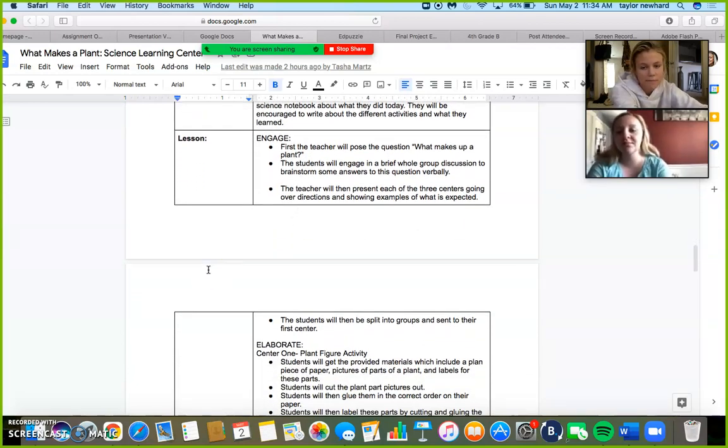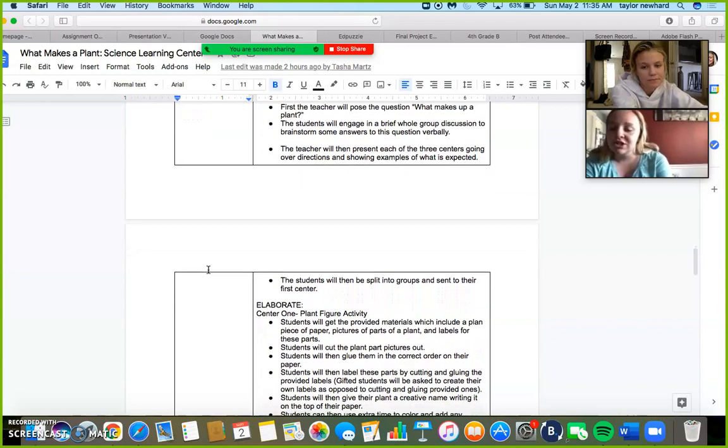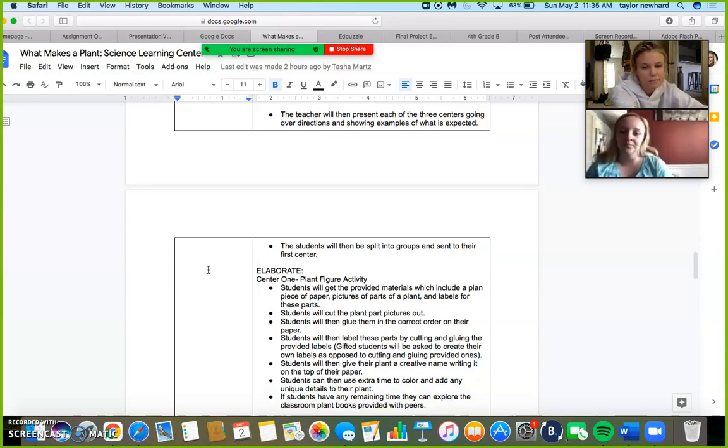So for the actual lesson part, for all the centers, we're going to start as a whole group, and the teacher is going to pose the question, what makes a plant? The students will engage in a brief whole group discussion and brainstorm some answers to this question just verbally. The teacher will then use this time to present the 3 centers, go over directions, and show examples of what is expected, and then the students will be split into groups.